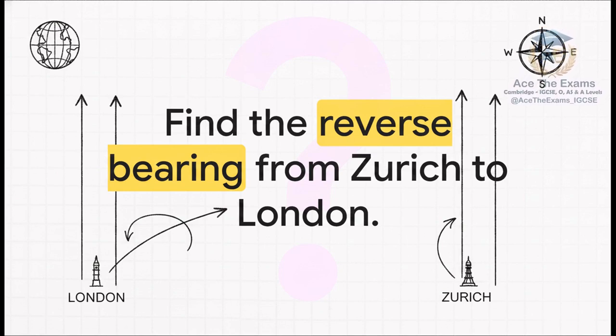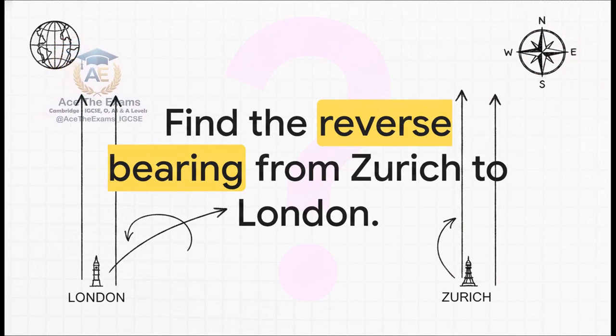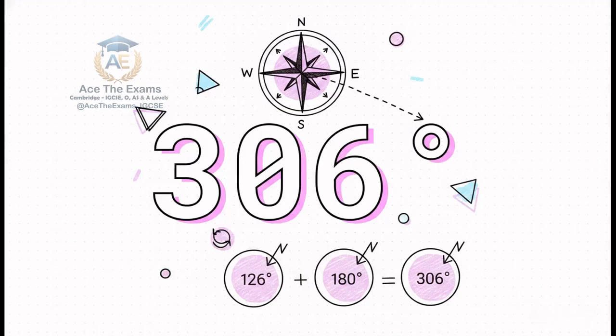They are always measured from north, they are always measured clockwise, and they are always written with 3 digits. I highly recommend you pause here. Draw 2 dots on a page, draw parallel north lines going straight up from both, and physically sketch out the angles. It makes all the difference. The correct reverse bearing is 306 degrees.